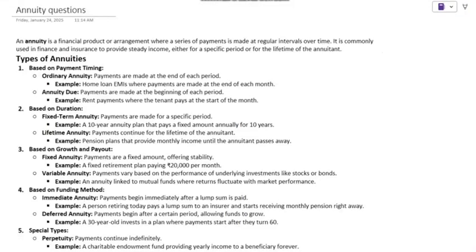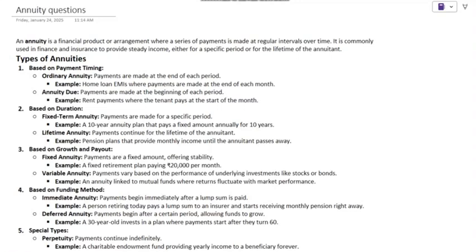Management, where a series of payments is made at regular intervals over time. It is commonly used in finance and insurance to provide income either for a specific period or for the lifetime of the annuitant. Types of annuity. There are various types of annuities.